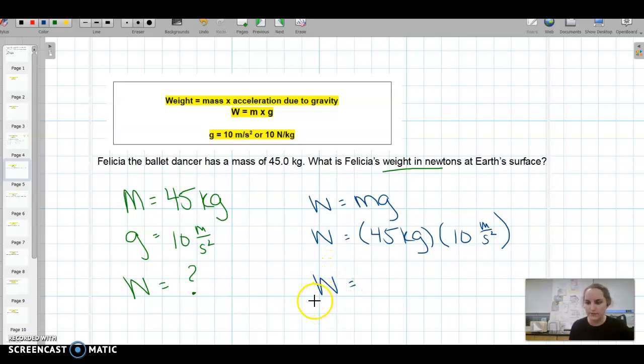45 times 10, we get 450. And how do we measure weight, or that force of attraction? Well, it's in newtons. So the weight is equal to 450 newtons. Felicia's mass is 45 kilograms. What was her weight on the Earth's surface? 450 newtons.